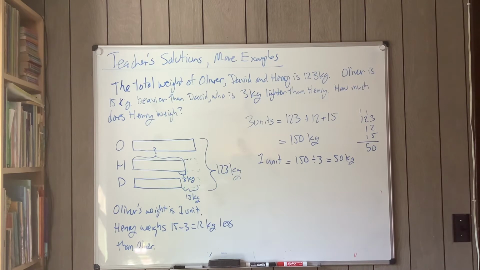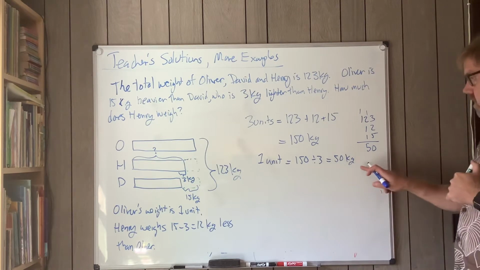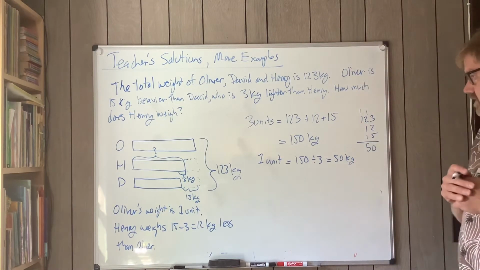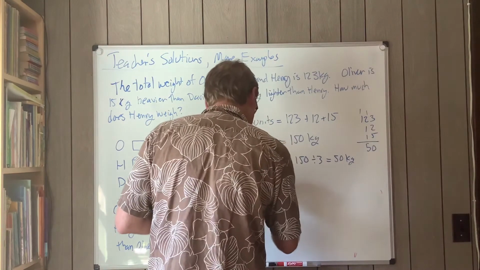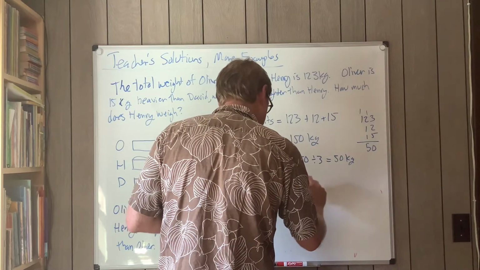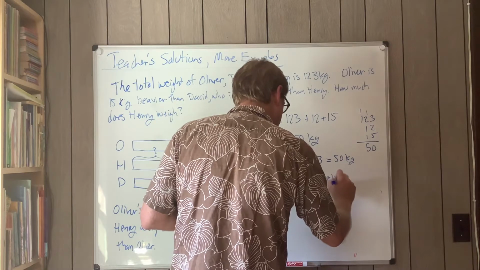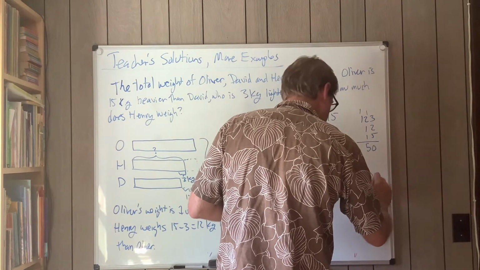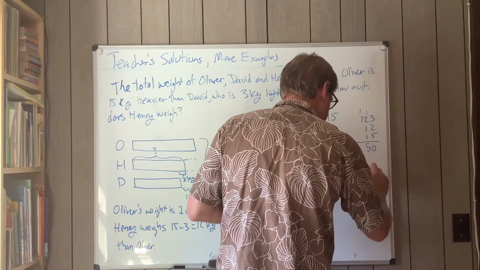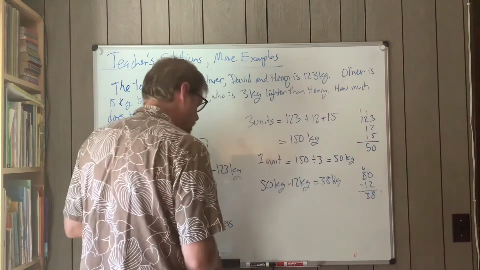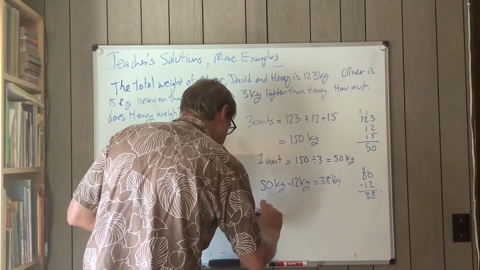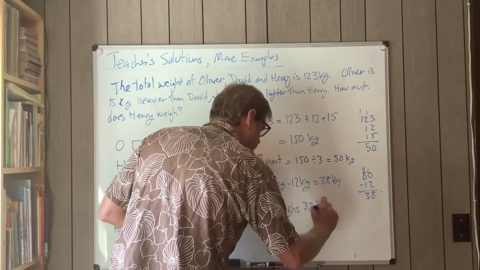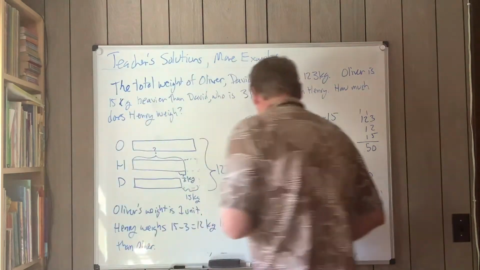Okay. And we know that Henry weighs 12 kilograms less, so I'm going to say 50 kg minus 12 kg is 38 kg. Maybe I'll go ahead and show that too. So Henry weighs 38 kilograms is my final sentence.